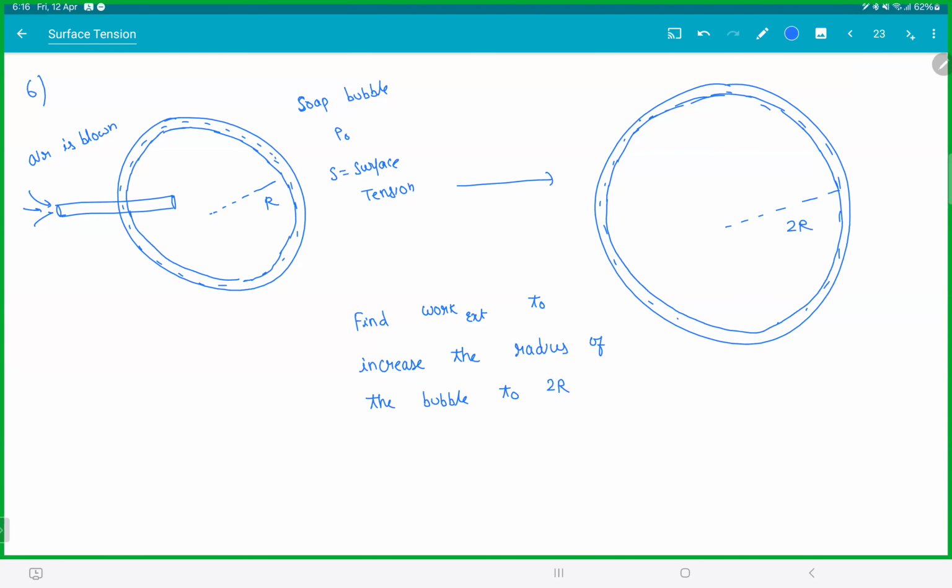Yasha, you also forgot the term. Atmosphere is also doing something. Atmosphere is also doing something. Let's see.